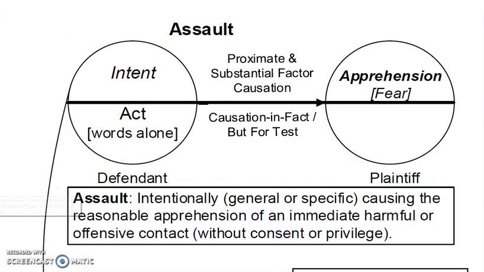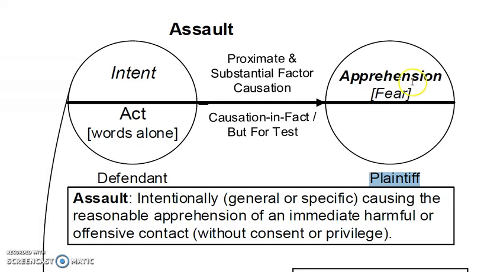So we look at the graphical definition of the tort of assault, and we find here that the defendant, Johnny, had an intent to cause, and we can assume that Johnny did cause the apprehension in the plaintiff, Ben, of an immediate harmful or offensive contact.